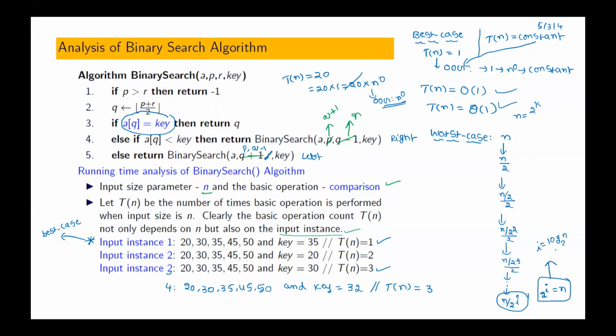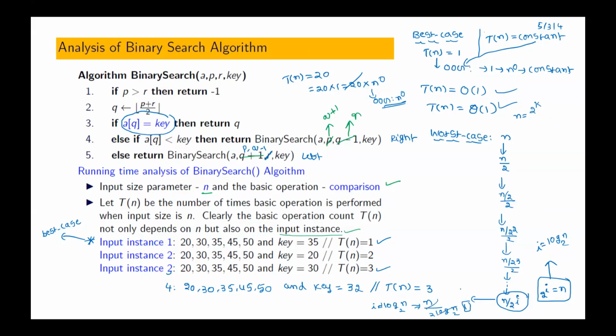At log n base 2, when i equals log n base 2, what happens? This is a rough calculation, not exact. At log n base 2, what is this value? n by 2 power log n base 2, which is also n, so it becomes 1, and the size becomes 1.